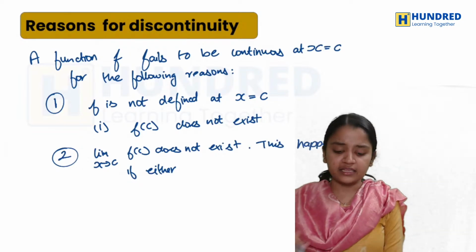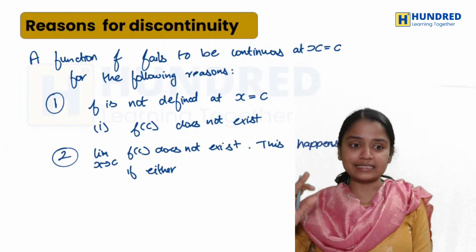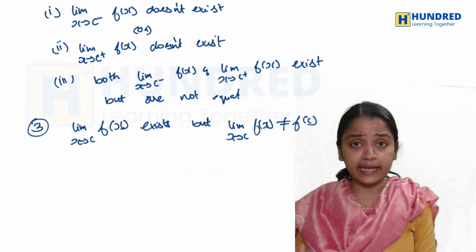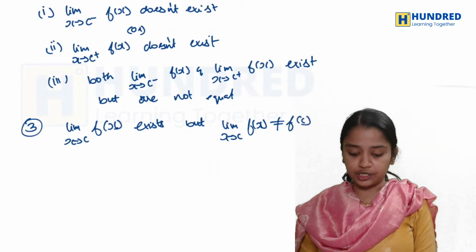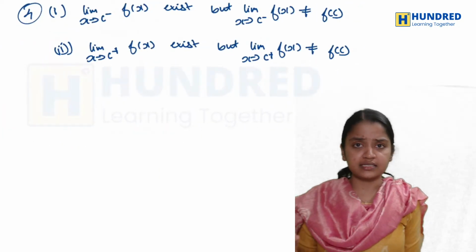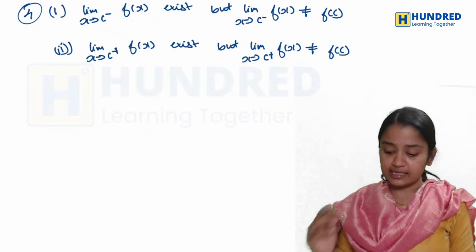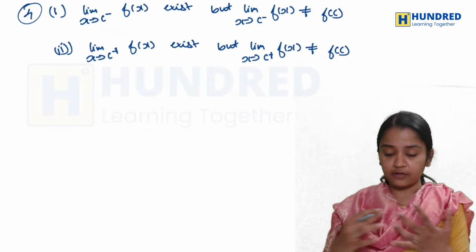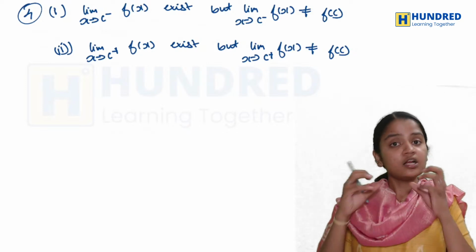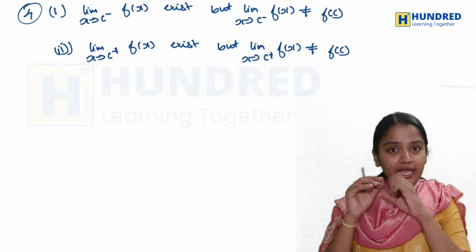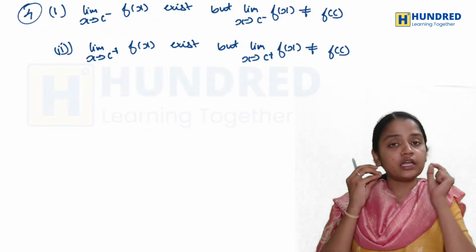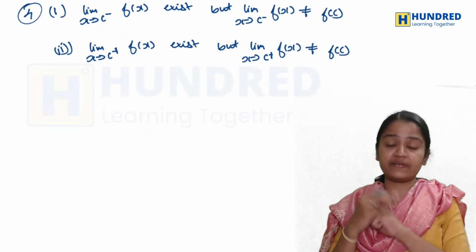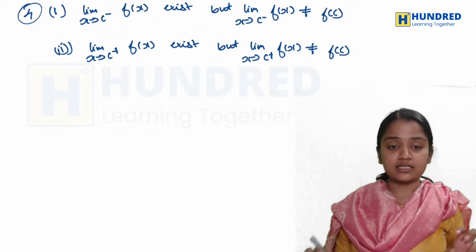So these are the conditions for discontinuity. If the first one is true, you can directly say it is discontinuous. If the second one is true, you can say it is discontinuous. If the third one is true, you can say it is discontinuous. It is not necessary that it should be just one condition. Among the four conditions, if at least one is satisfied, you can directly claim it is discontinuous.